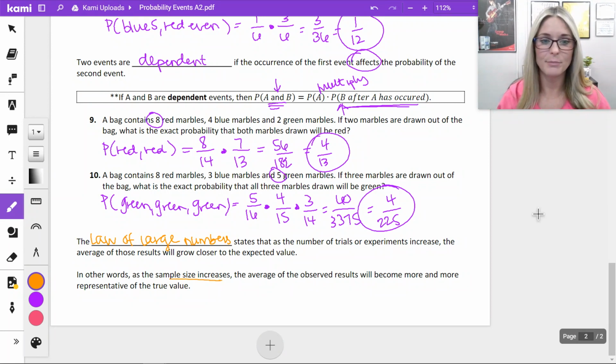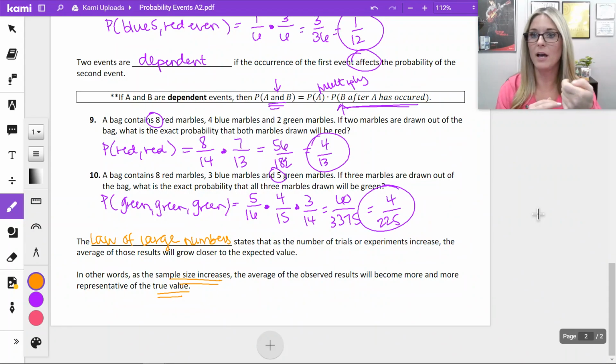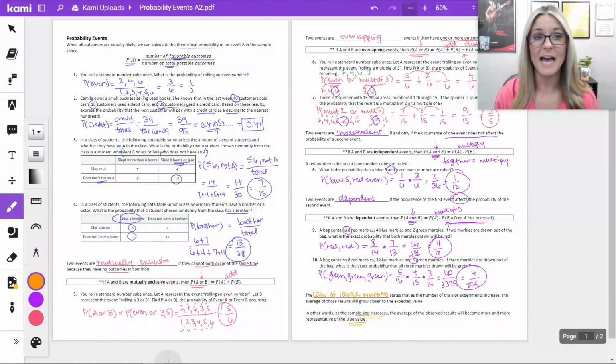In other words, as our sample size increases, the average of the observed results will become more and more representative of the true value. Like flipping a coin, heads and tails. If you flip it a handful of times, maybe 10 times, heads or tails, it's probably not going to occur 50% of the time. But if I made you do it 1,000 times, we would get closer and closer to that true, like 50% probability of a heads or a tails. Okay. All right, friends, that is our probability events lesson.